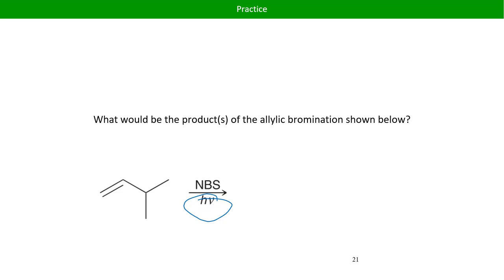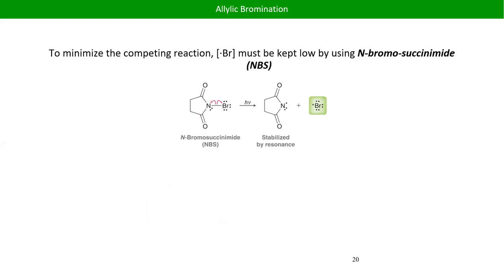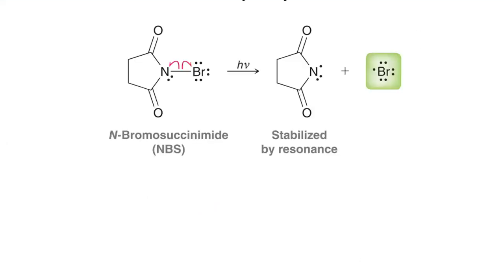And technically, you would want to show this as your initiation step if you're writing out the mechanism for this one. But if you can't remember the entire structure, the rest of it is not that important. The succinimide part, we just need to know that, okay, I've got a bromine attached to a nitrogen and some other stuff. And when I shine light on it, I get a bromine radical, and then this resonance stabilized succinimide radical.